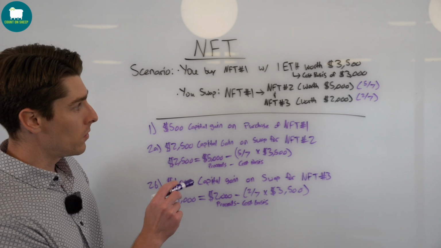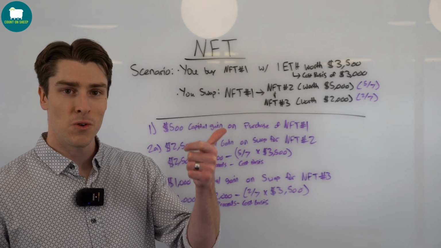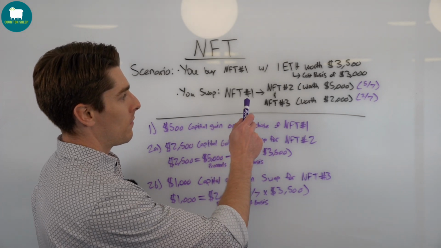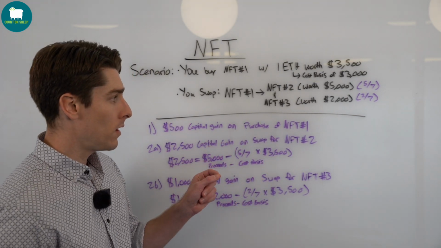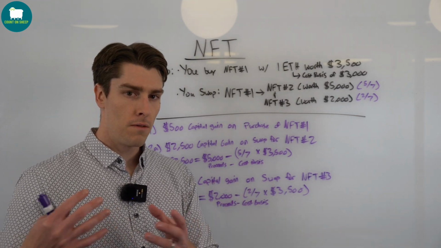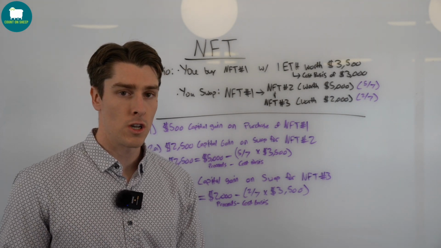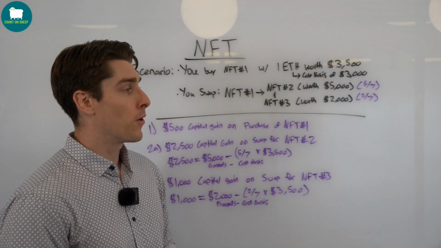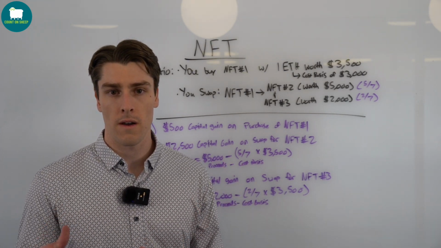Okay, thing number 2 was we then swapped NFT 1 for NFT 2 and NFT 3. Now, NFT 2 was worth $5,000 at that time, and NFT 3 was worth $2,000. So if you're tracking along so far, we received in total $7,000 worth of consideration, and we are giving up $3,500 worth of cost basis. So overall, our capital gain is $3,500.